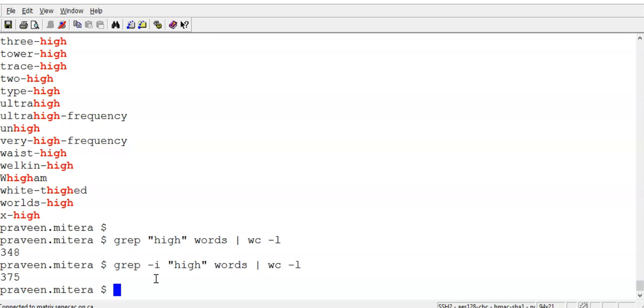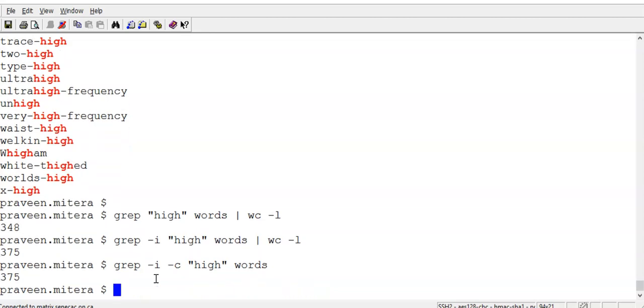We can also use -C to say count the lines. So then we don't need this here. So -C will give us the same deal. So grep, ignore uppercase, lowercase, count the lines that match.